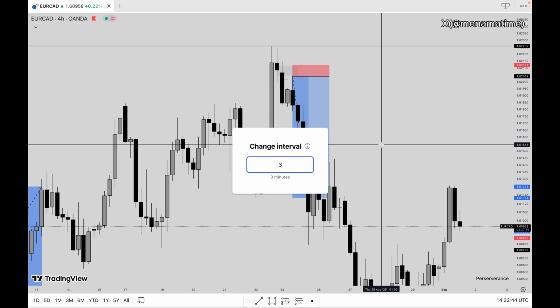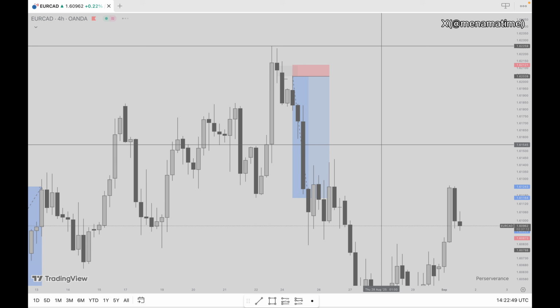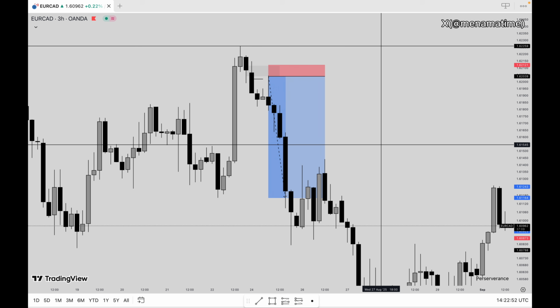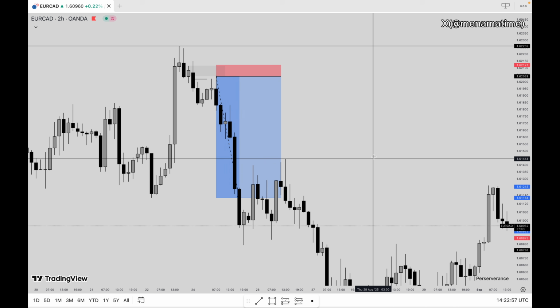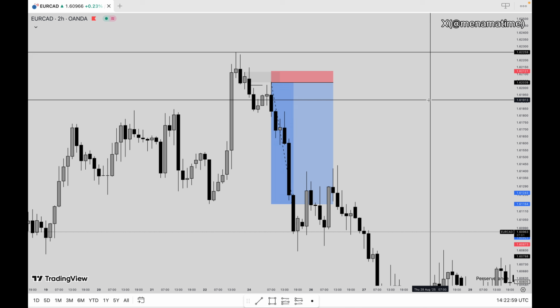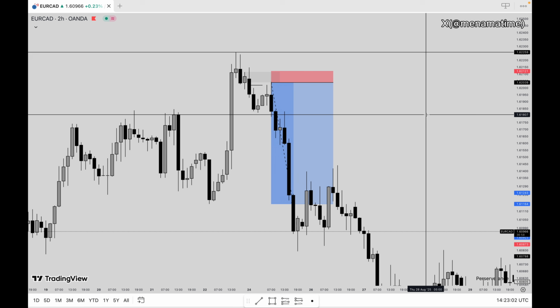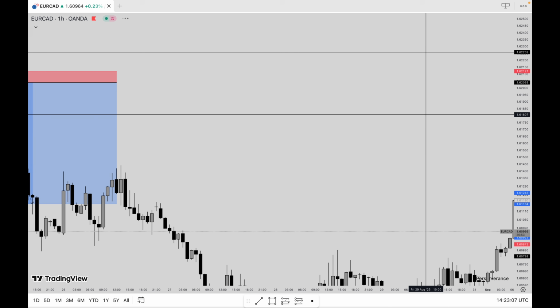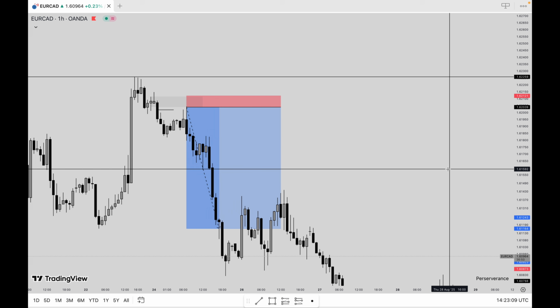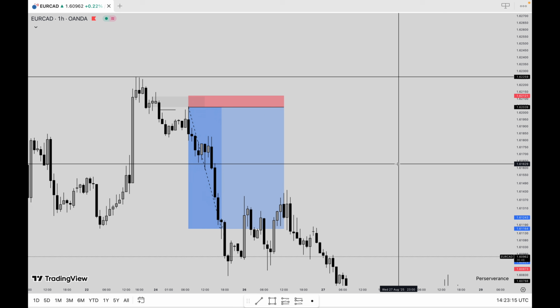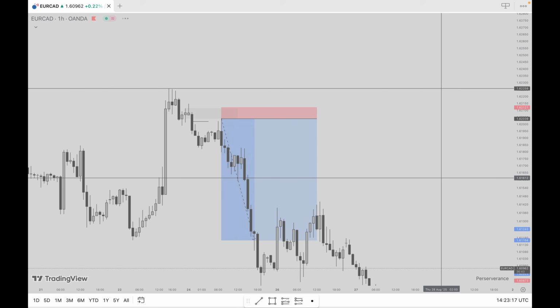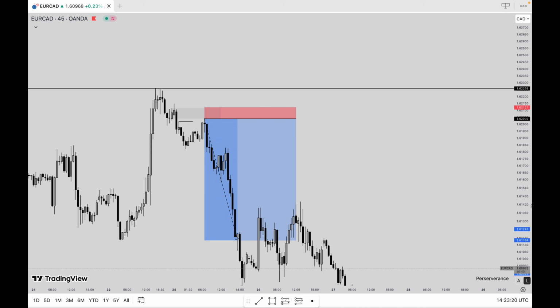So I went to the 30 minutes time frame first. Now first off, check the 3-hour time frame. It's not visible in the 3-hour time frame. So I went to the 2-hour time frame. In the 2-hour time frame, the POI is visible, but everything else is not visible. So I went to the 1-hour time frame. In the 1-hour time frame, the market structure shift is visible, but the inducement is not yet visible. So I went to the 45 minutes time frame.